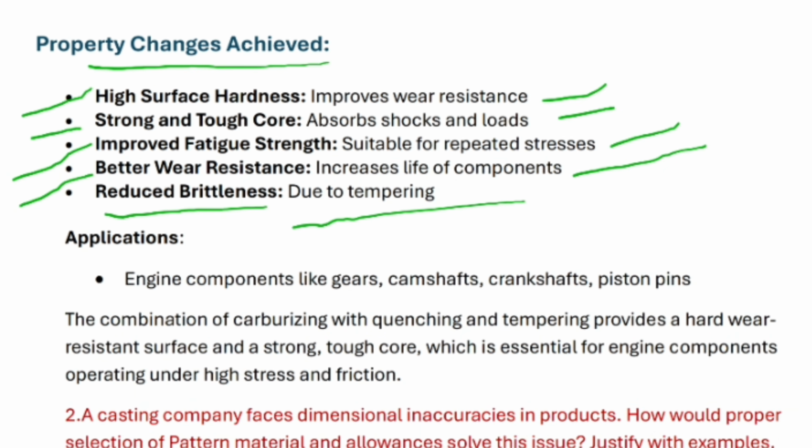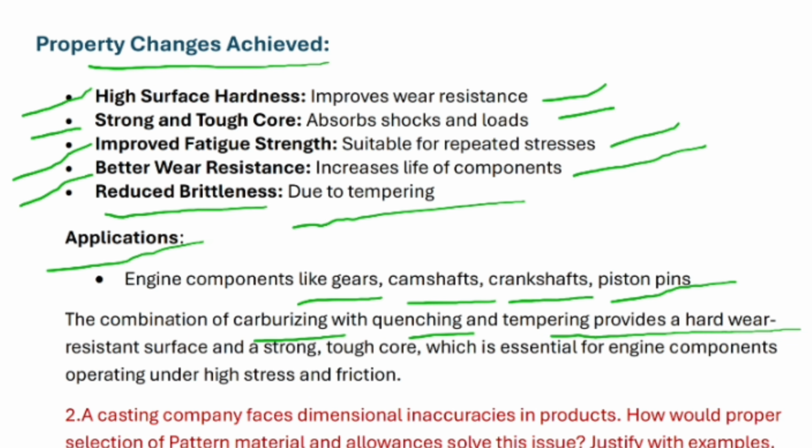Coming to the applications, we can use it for engine components like gears, camshafts, crankshafts and piston pins. So what do you finally achieve? The combination of carburizing, quenching and tempering provides a hard, wear-resistant surface and a strong, tough core, which is essential for engine components to operate under high stress and friction.